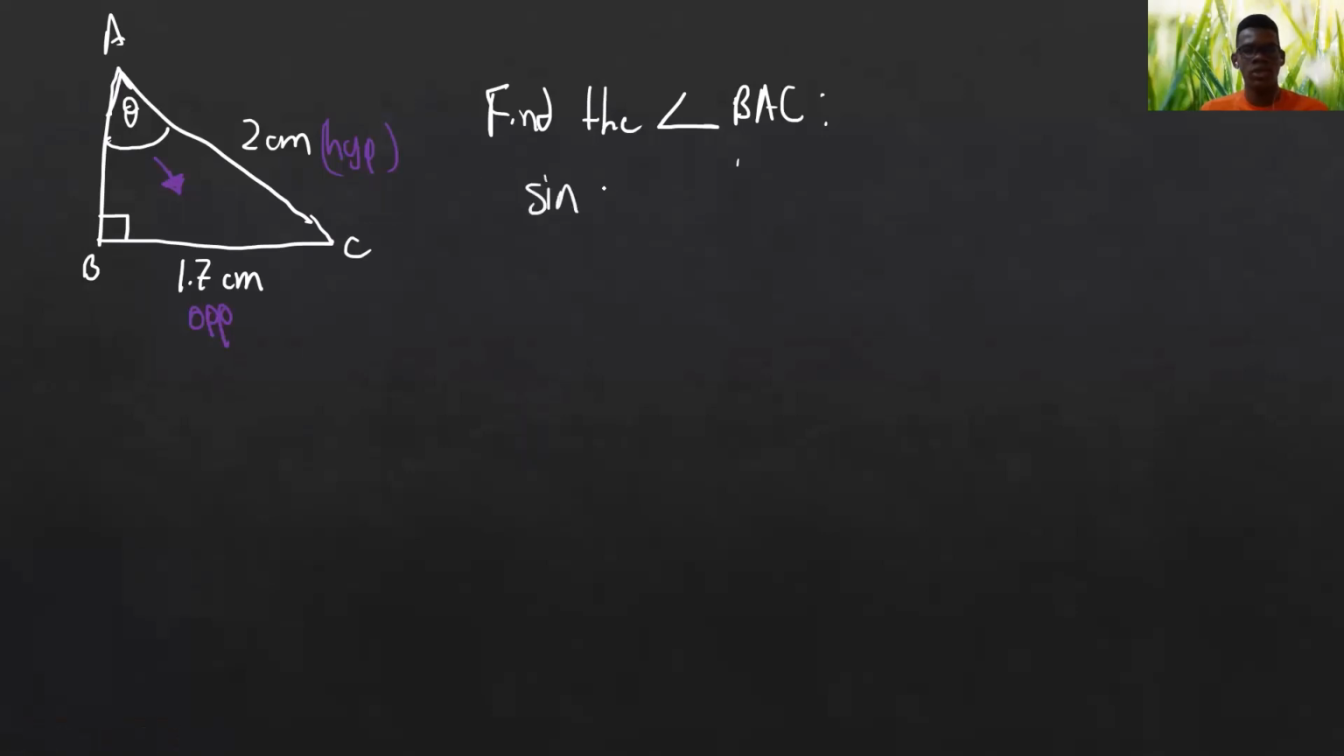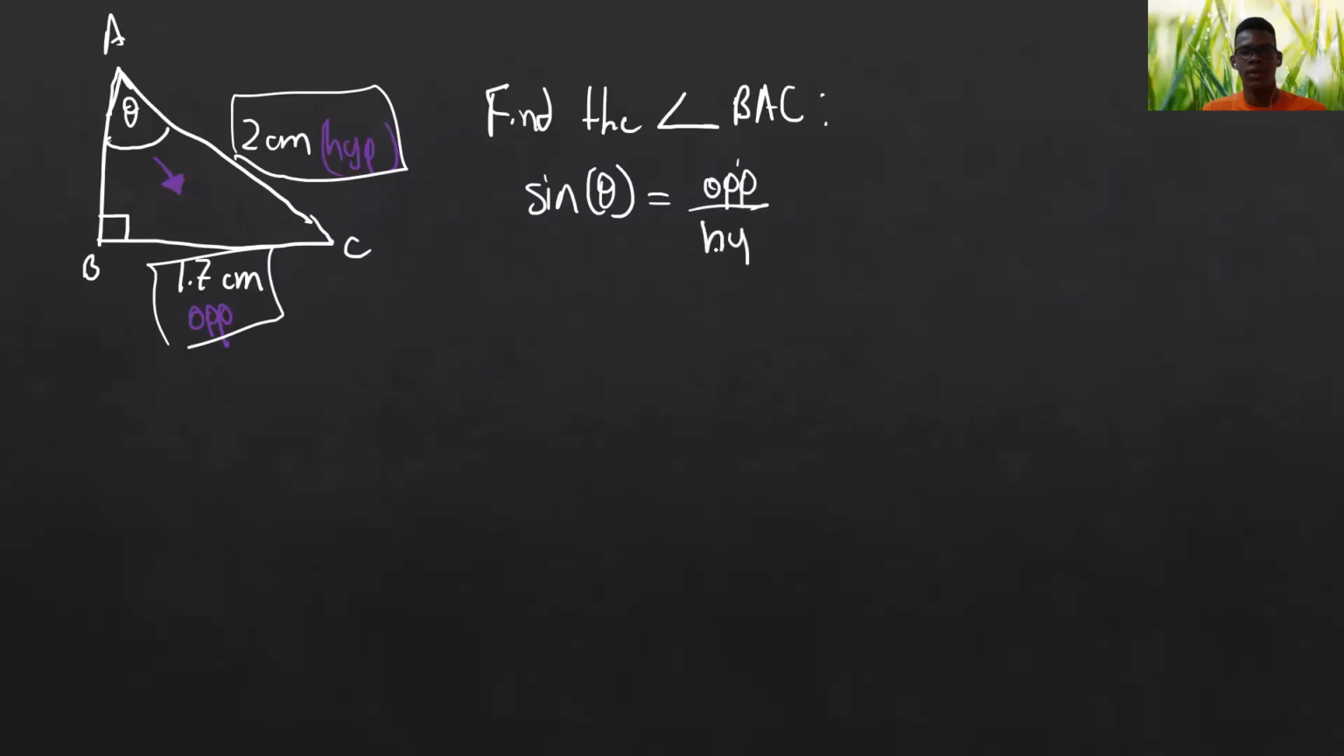So we have to use the sine again because we're looking at the hypotenuse and the opposite. What trigonometric ratio can we use to solve for the angle theta? It would be a trigonometric ratio that has the hypotenuse and the opposite side, right? And that is the sine ratio. Sine theta is equal to the opposite over the hypotenuse.